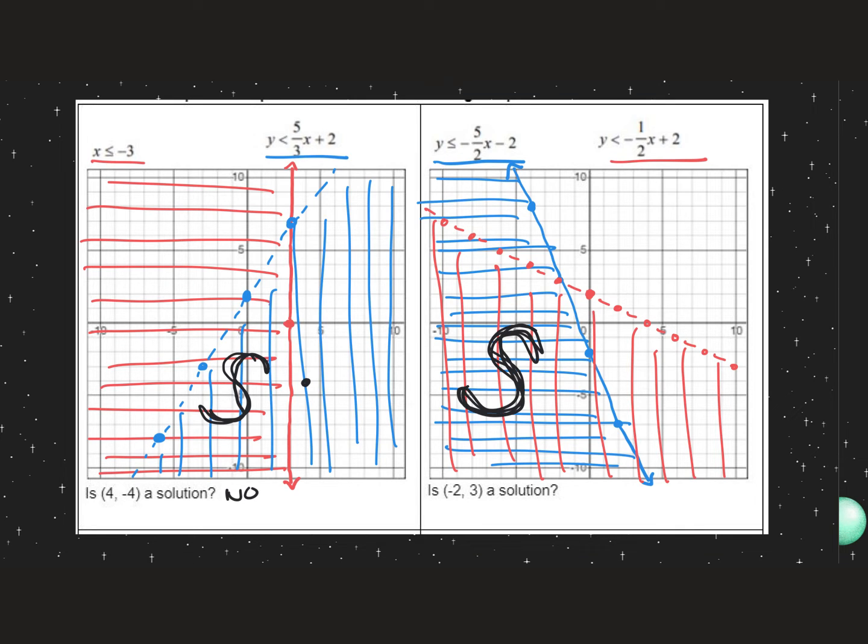All right. So is the point (-2, 3) a solution? So -2, then up 3. As you can see, that falls right on the line of my second equation that is in red. So (-2, 3) would not be a solution because it would only hold true for that second inequality and not the other. So in order for it to be a solution, it has to hold true to both. So it is not a solution.